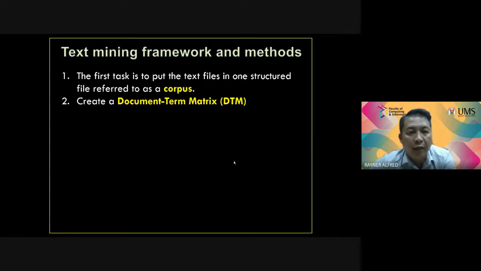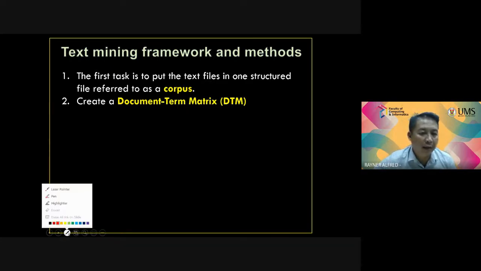Of course, in the first or second lecture of this course, we talked about how we convert a document to a document term matrix, which represents the weight of each of the terms that we have in each document. So we call it what? TF-IDF, right? So the first task is to put the text files in one structured file referred to as a corpus. So a corpus is a set of documents.